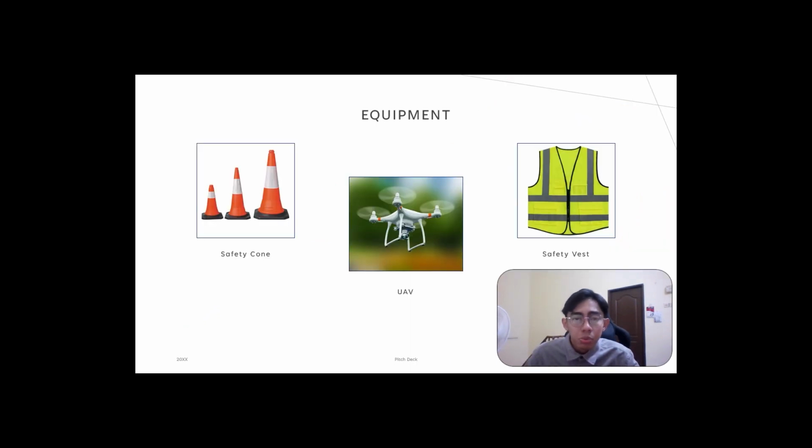For the equipment, we will be using safety cones because safety cones may act as a temporary warning to vehicles or pedestrians to proceed with additional care while we are conducting the study. After that, we will use safety vests to make the cars or people using the road see us while we are working near the roadways.